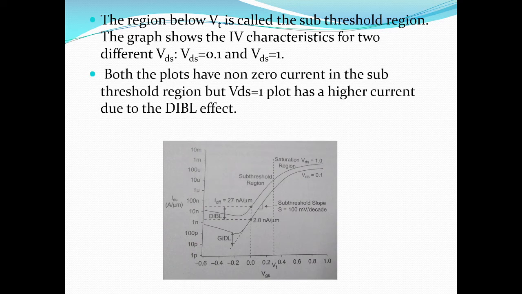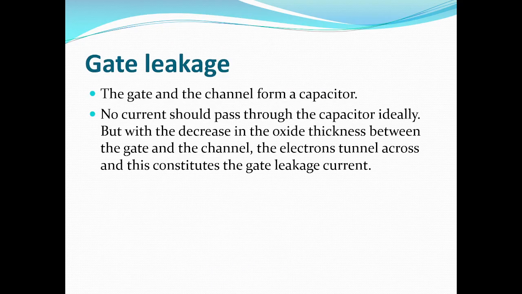This effect is also shown in this graph. The region below VT is called the subthreshold region, and the IV characteristics for two different VDS are shown here. Both plots have a non-zero current in the subthreshold region, but the VDS equal to 1 plot has a higher current due to the DIBL effect.